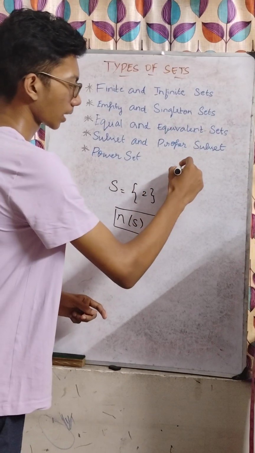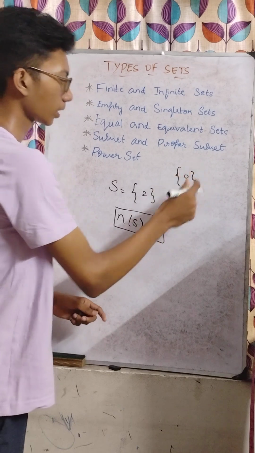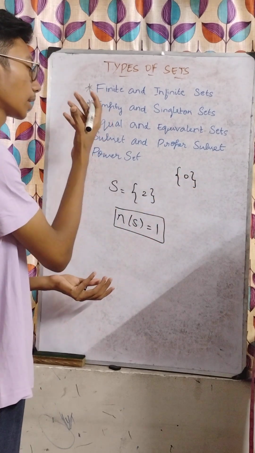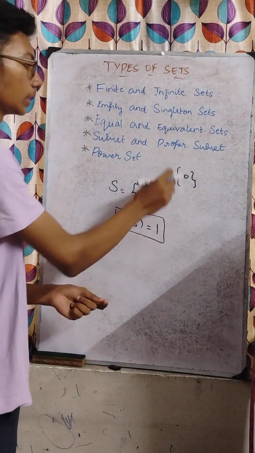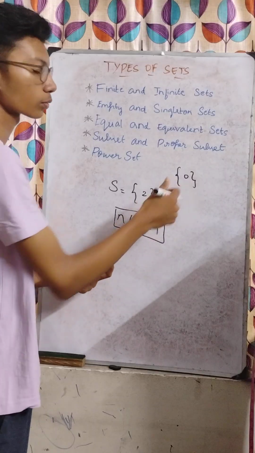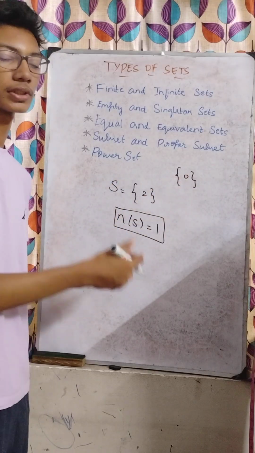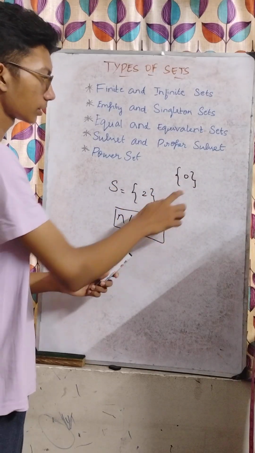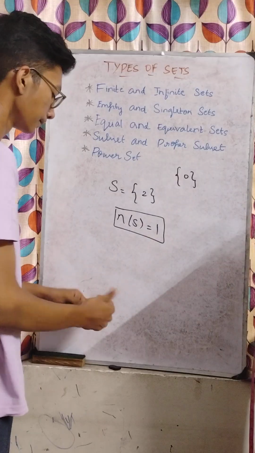Now we have to be careful. What is this set called? Is it an empty set or a singleton set? This is a singleton set because it has one element, that is, 0 is that element. So this is actually a singleton set.